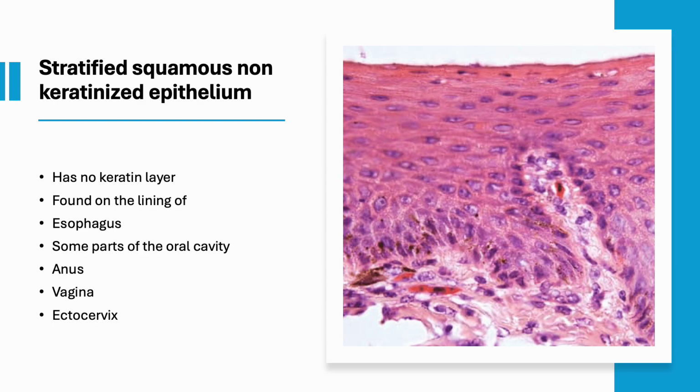Okay, then stratified squamous non-keratinized. That means it's a squamous cell that has no keratin, found on the lining of the esophagus, some parts of the oral cavity that don't come in contact with food, the anus, and found in the vagina and ectocervix. We can see it here, more than one layer of squamous cells, but it's not keratinized.